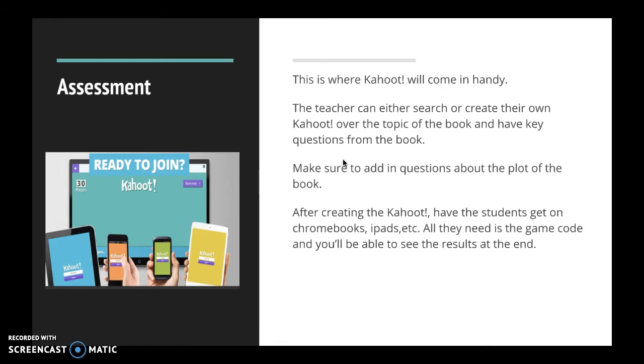The teacher can either search or create their own Kahoot over this topic of the book and have key questions from the book. Make sure to add in questions about the plot of the book. After creating the Kahoot, have the students get on Chromebooks, iPads, or whatever they have handy in the classroom. All they need is the game code and you'll be able to see the results at the end.